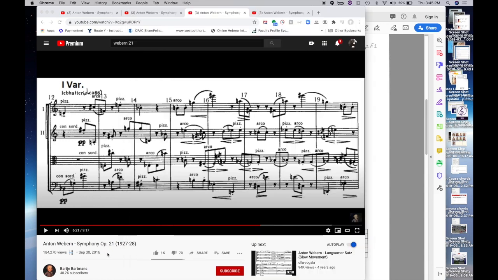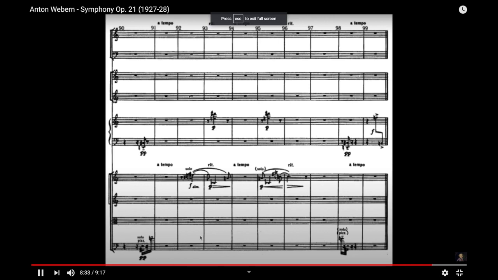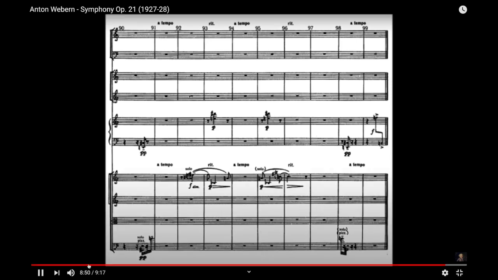Anyway, okay, let's listen to a little of this. Again, we'll listen to it both ways. Okay, let's listen with the full score first. Okay, here we go. Now we're going backwards. Very abrupt ending. Let's go back and listen one more time.